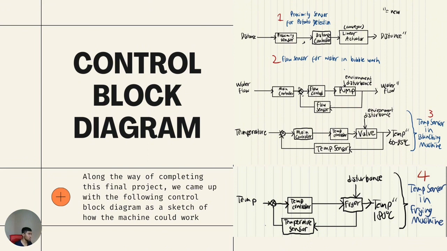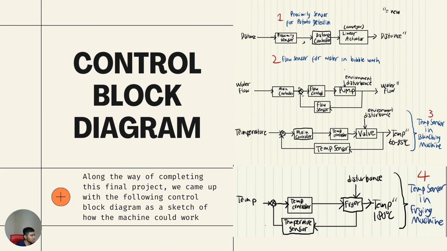Okay, up next we will show you the control block diagram of the potato chip manufacturing process. So it has 4 control block diagrams with 1 open loop and 3 closed loop. Let's start with the open loop, which is the proximity sensor for potato detection. So the set point is the distance, and then it will go through the proximity sensor to measure its distance, and then distance controller, and then it will be outputted to the linear actuator or conveyor. And then the result is the new distance.